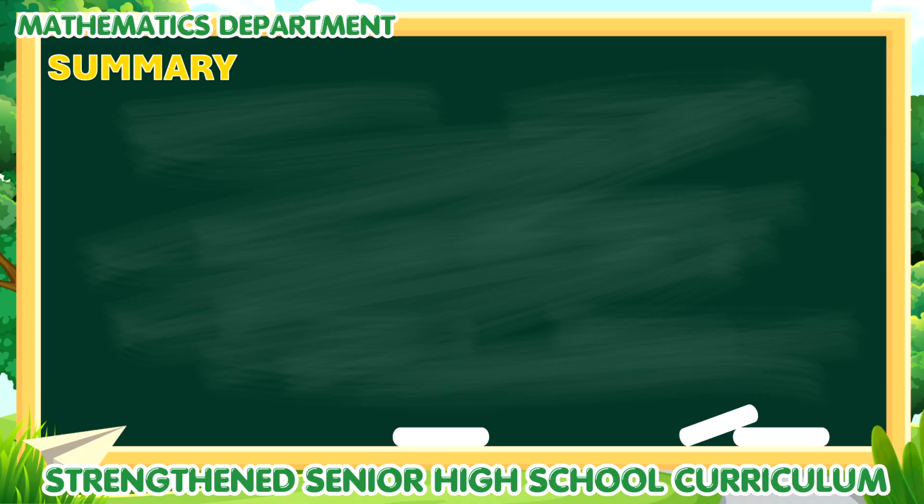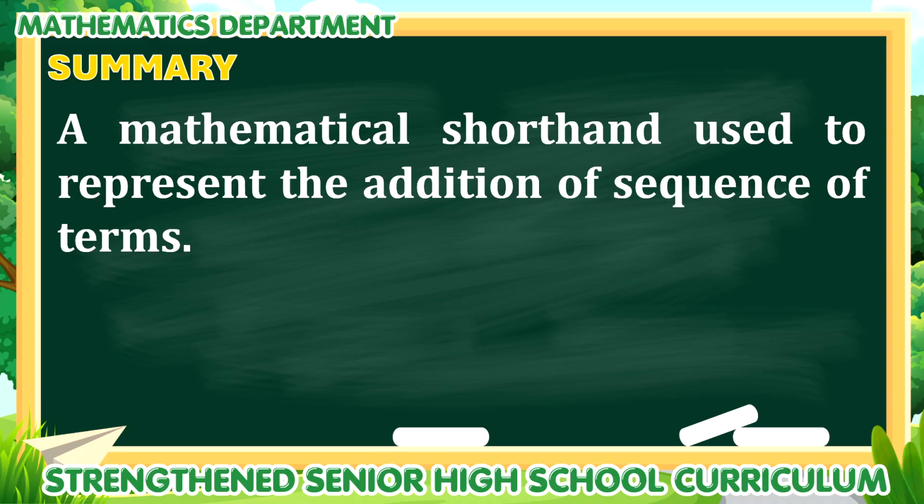To summarize what we have learned from this video, a summation notation uses sigma to represent the sum. The index, the lower limit, and the upper limit guide the calculation. Substitute values step by step, then add them together. Summation notation makes writing and solving long sums much easier.